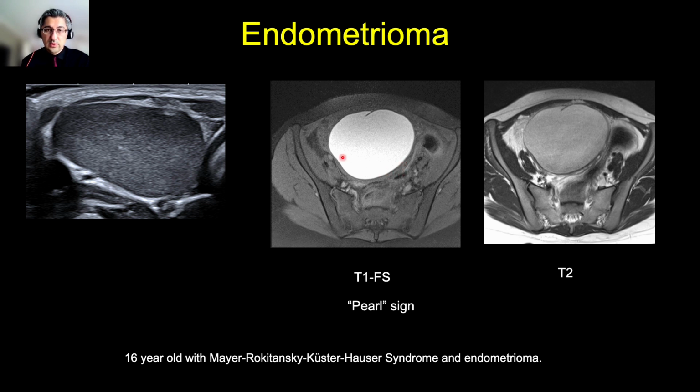When you do a T1 fat saturated imaging of the pelvis, you can see the cyst very bright, like a pearl. And on the T2, we see T2 shading. Usually, cysts appear hyperintense on T2 because of the fluid content, but when there is endometrioma, they appear dark. So this is called T2 shading, and this is also typical for endometrioma. This is a confirmed case of endometrioma.